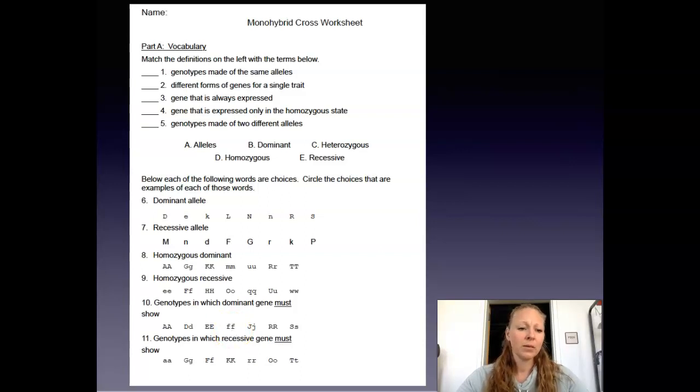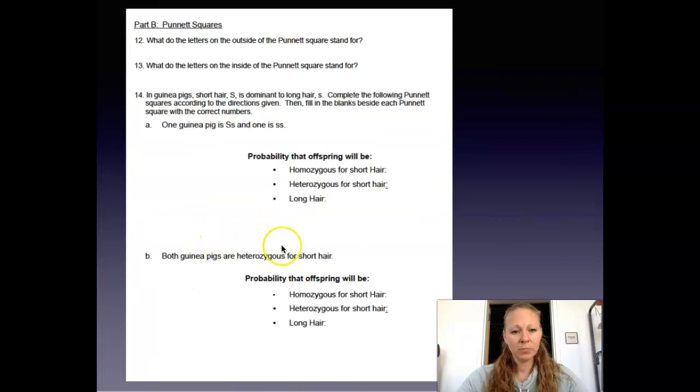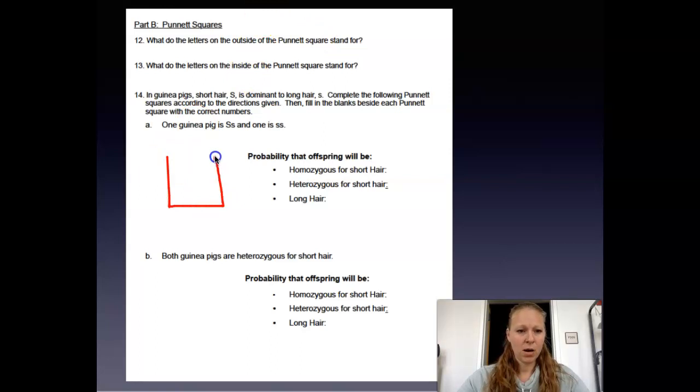All right, so let's go to the next page. And if we were to set up a Punnett square, let me turn on my draw tool. Here we go. And we're going to draw our Punnett square. In guinea pigs, short hair is dominant to long hair. So I like to write these out. This makes it easier. So big S is for short.